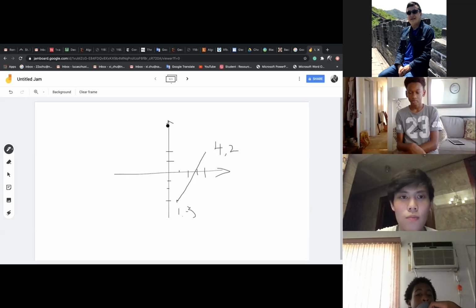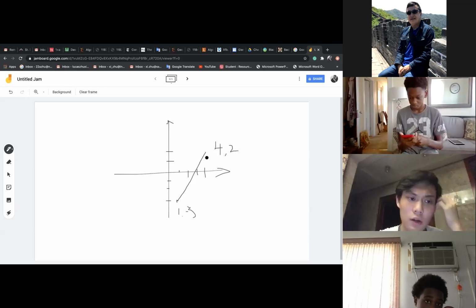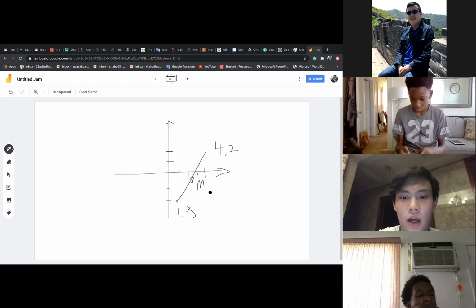So what do you do by using the midpoint formula? Do you still remember the midpoint formula? Yep. So what do we do first for the midpoint formula? How do you find the x value for the midpoint M? What's the x value?